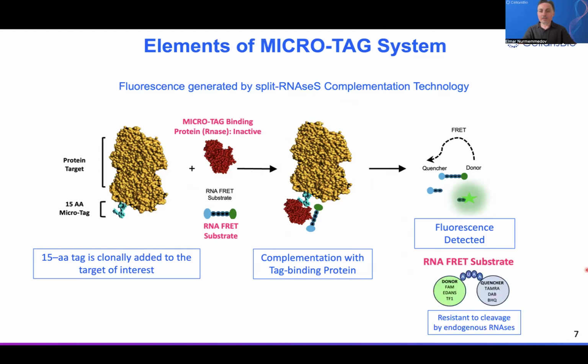The RNA FRET substrate is a short stretch of RNA, and you can place a FAM and TAMRA donor quencher pair to detect the signal in a classical setting, or you can prefer other types of donors and quenchers to prefer various colors and various detection wavelengths. And the FRET substrate is resistant to cleavage by endogenous RNases.